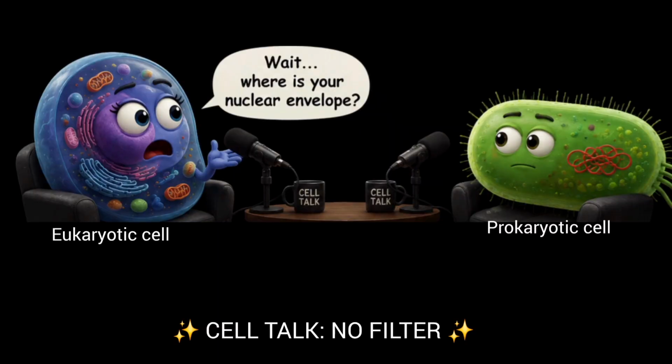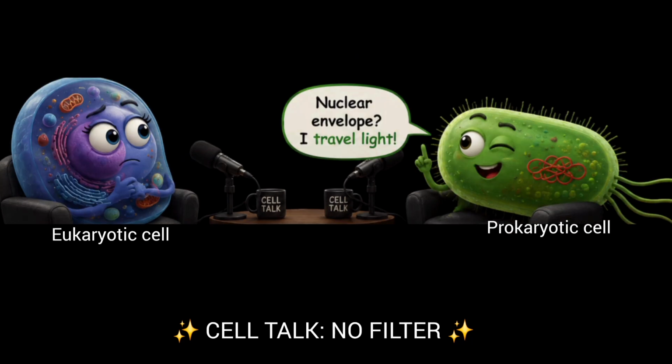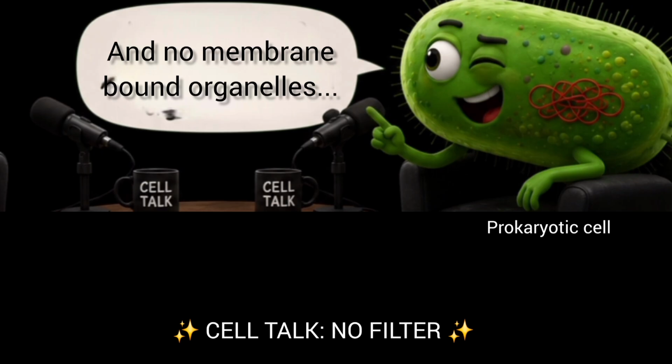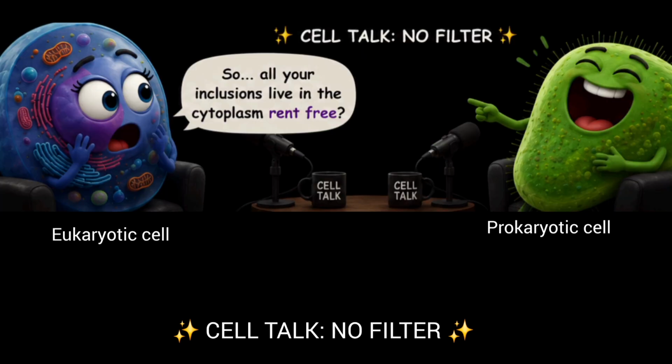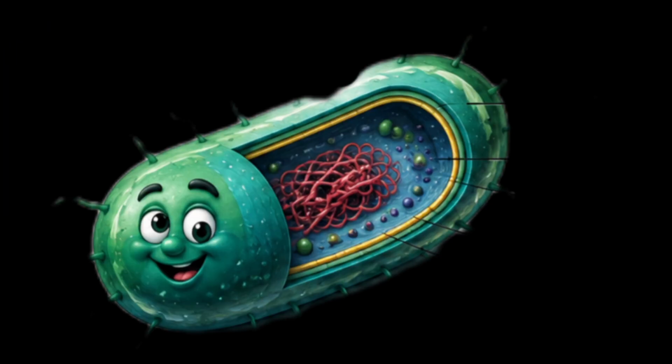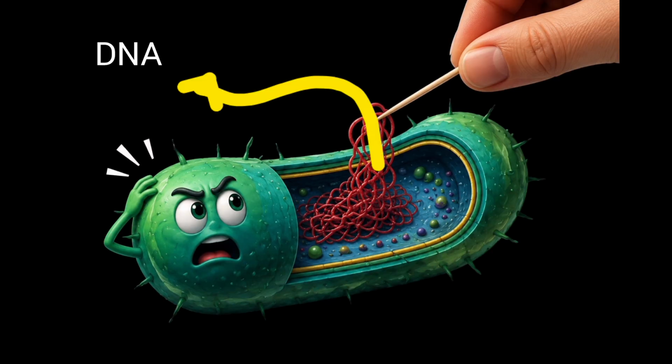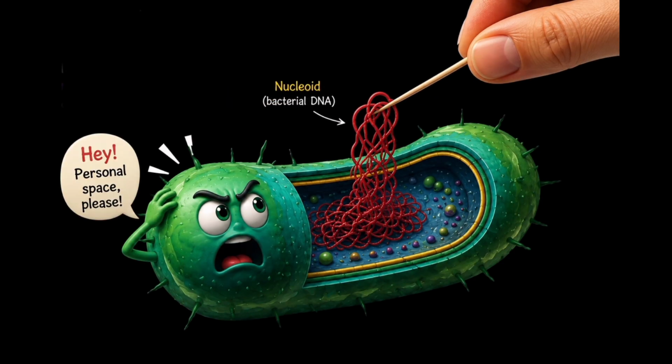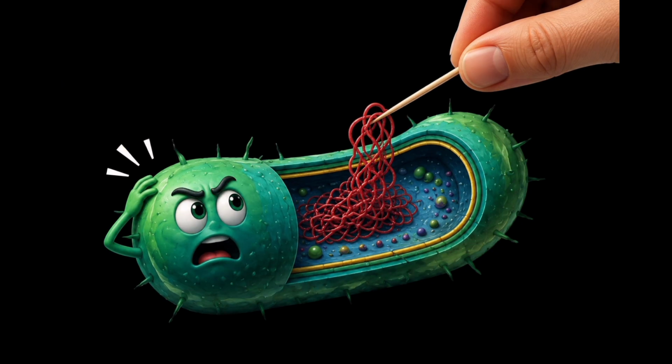Wait, where is your nuclear envelope? Nuclear envelope? I travel light! And no membrane bound organelles too! So, all your inclusions live in the cytoplasm rent-free? Unlike a true nucleus, the bacterial DNA lies freely in a region called nucleoid. The genetic material is basically naked, not enclosed by a nuclear membrane.